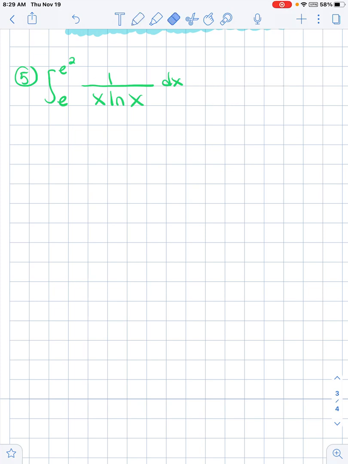I'm not sure if this is in the form of u prime over u yet. But let me rewrite this for you, because this is kind of one of those magic things that if you don't see it once, you wouldn't think to even try it. If I rewrote this as 1 over x times 1 over the natural log of x. And even though this is not a really nice way to write a fraction, I'm going to do it anyway. So if I rewrote it again, 1 over x times 1 over the natural log of x, I can write it as this.